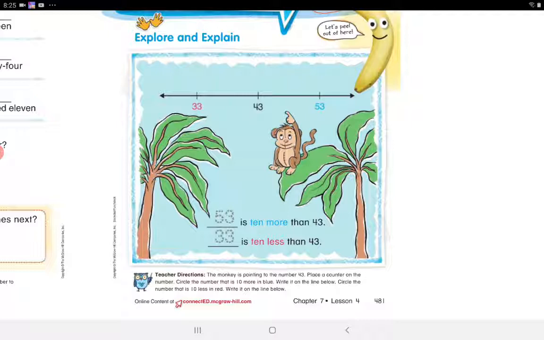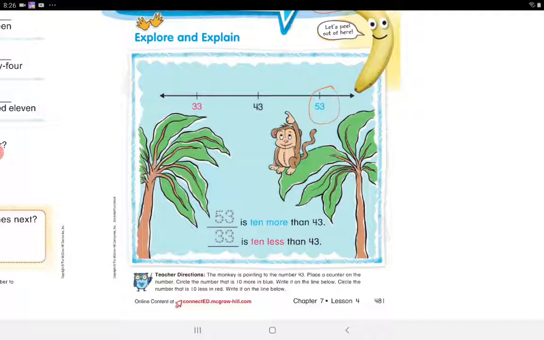So if I want to do 10 more, more tells me I'm going to add. I'm going to add 10 to the 40, because the 4 in 43 is in the tens place, so that 4 represents 40. And I know that 40 plus 10 more is 50. And because we said earlier we're not going to touch the ones place, my 3 is going to stay the same. So 43 plus 10 more will give me 53.